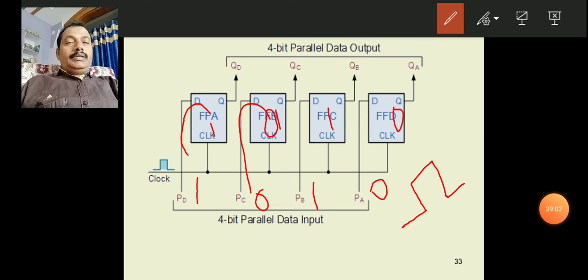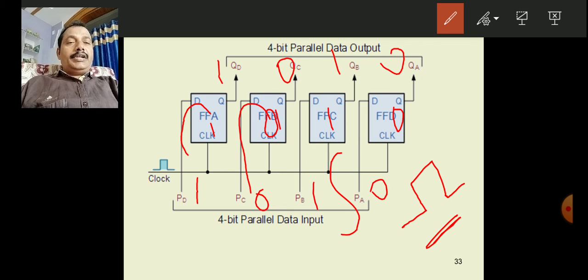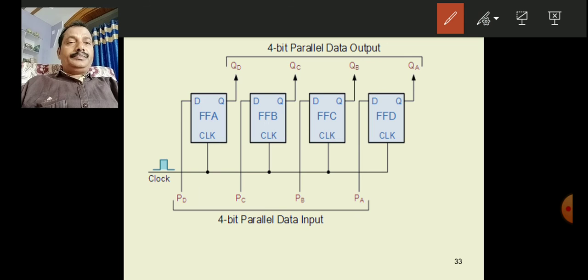And the data is parallelly out like this, 1 0 1 0. That means with one pulse the data is entered and it is out. So this is the parallel in parallel out shift register.